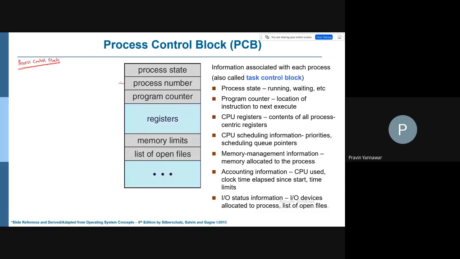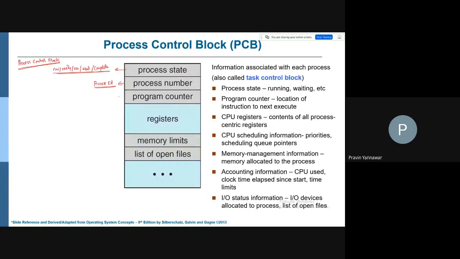State means in which state the process is: either new, ready, run, wait, or it is finished, complete. Okay, so this is the state.